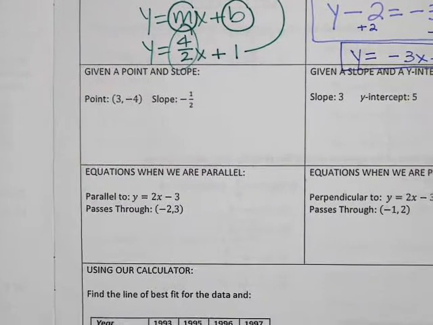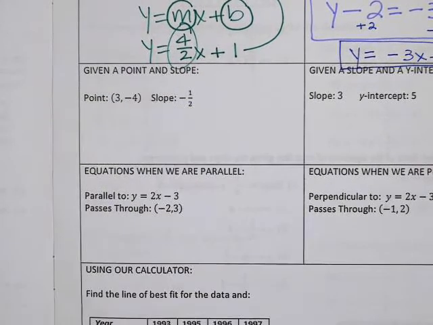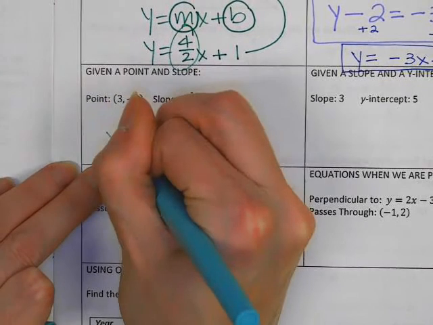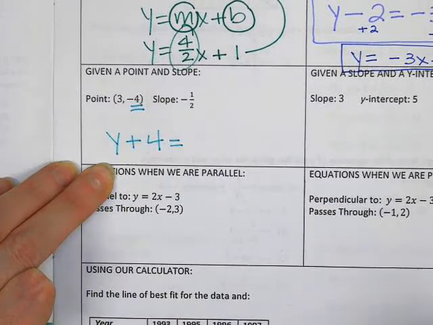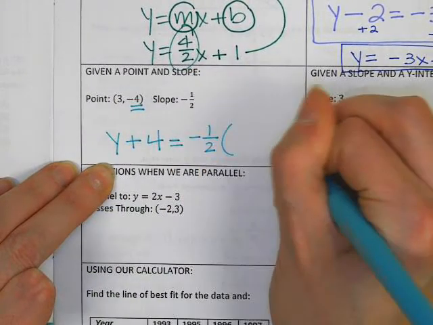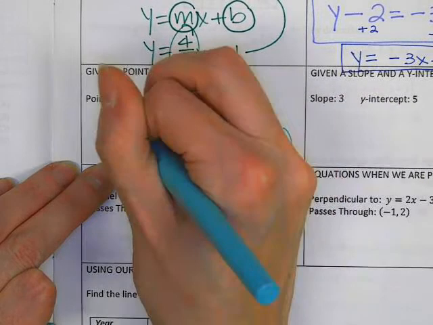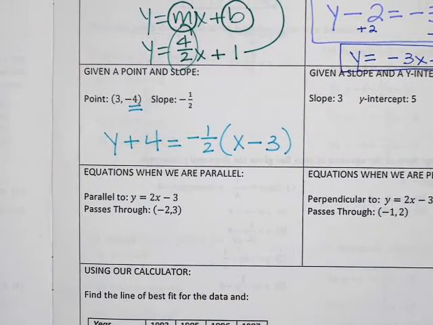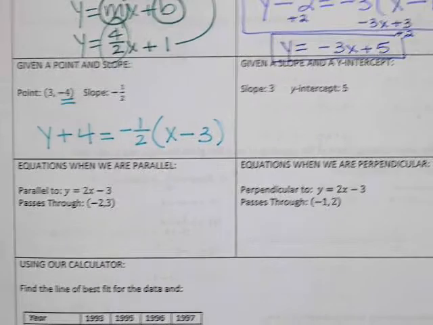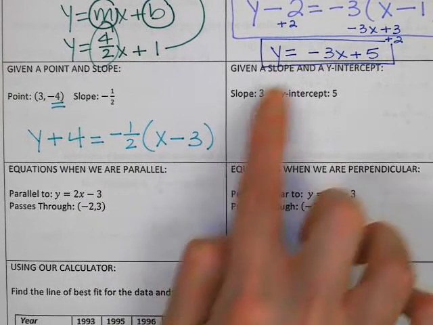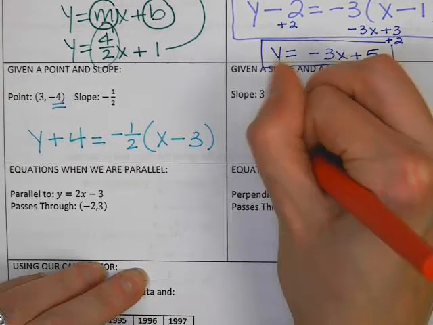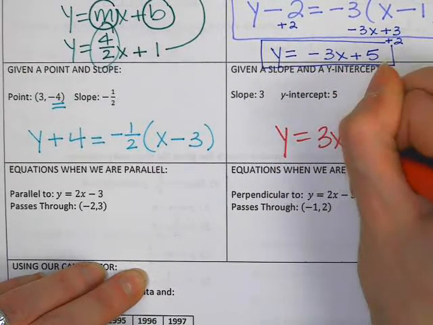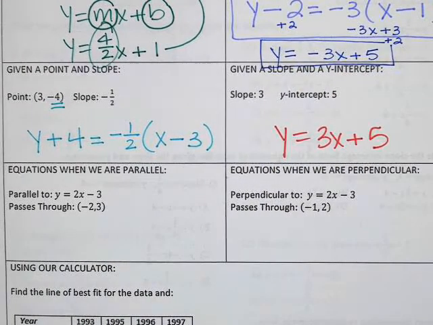All right, if they give you a point and a slope, let's write it in point-slope form. We just did this. y minus y, but minus a minus becomes a plus 4, equals m, which is negative 1/2, times (x - x), which is 3. Done. Now, if they give you a slope and a y-intercept, you're obviously going to use slope-intercept form, which is y = 3x + 5. y = mx + b.